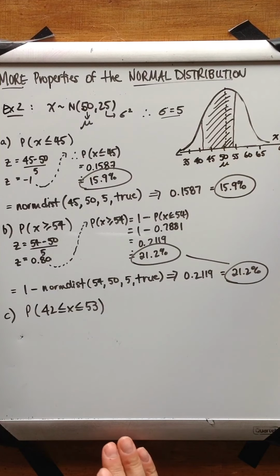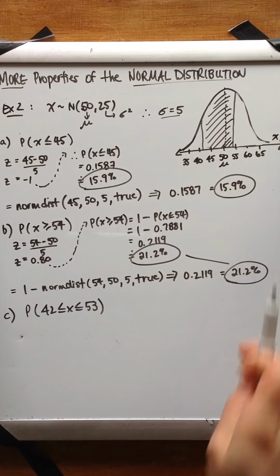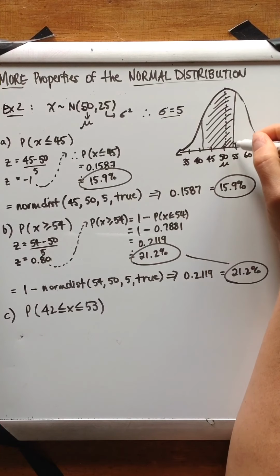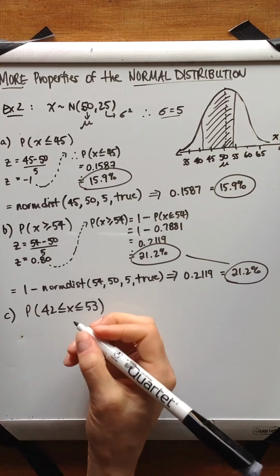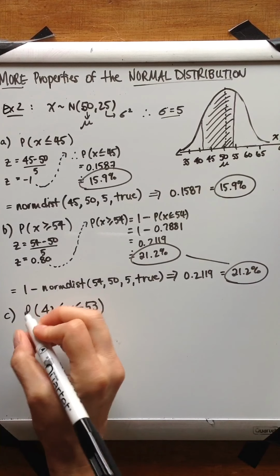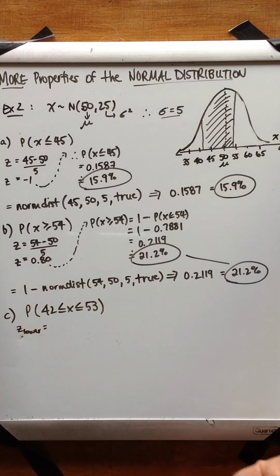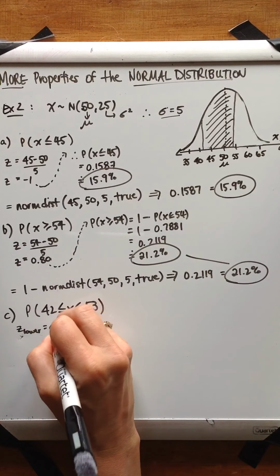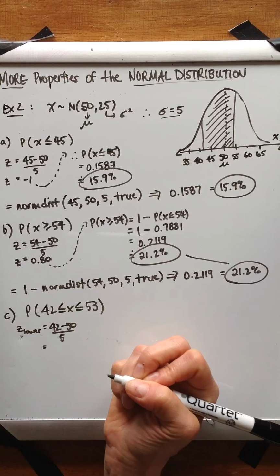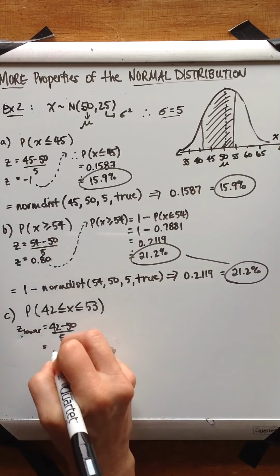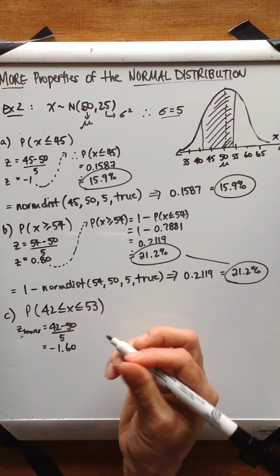All right, now we are going to have to find two z values, one for the x value of 53 and one for 42. So I'm going to show those both here. So my z value for the lower one, and I'm going to write the word lower just so I can keep track of what I'm doing, would be 42 minus the mean over the standard deviation. This is negative 8 over 5, which comes out to negative 1.60. I'll go to the table in just a moment.